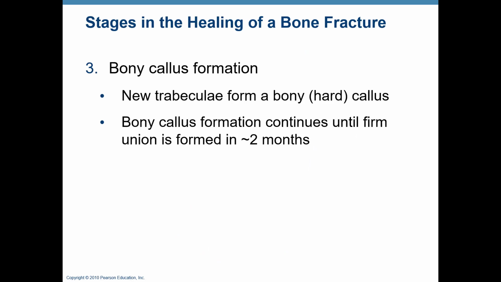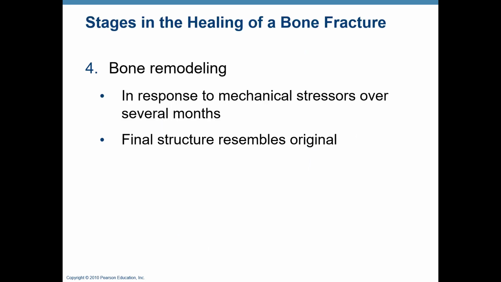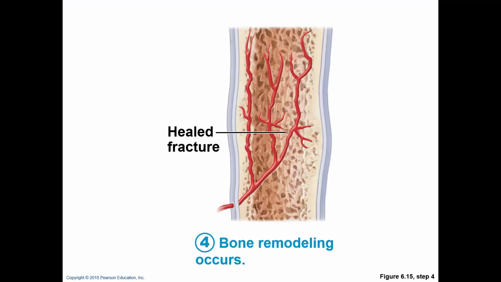The next thing you want to do now is make it a little more rigid, harder. So trabeculae form a bony or hard callus. This continues until the union is formed in approximately 2 months. You connect the ends, it approximately takes 2 months. So now it's nice and hard. The only thing here, it doesn't quite look like what we had before. So the last thing we want to do is remodel it so it looks similar to what you had before. And that's called bone remodeling. It's going to respond to the stress you put on the bone until finally it resembles what you originally had prior to the injury. So there's the bone remodeling.